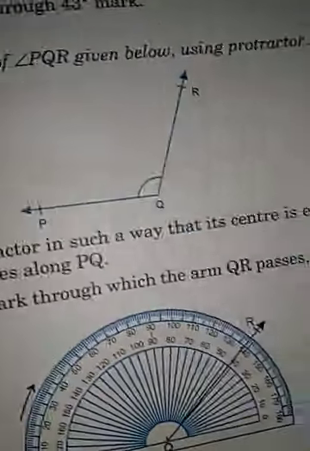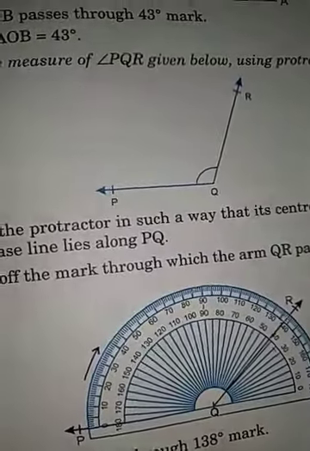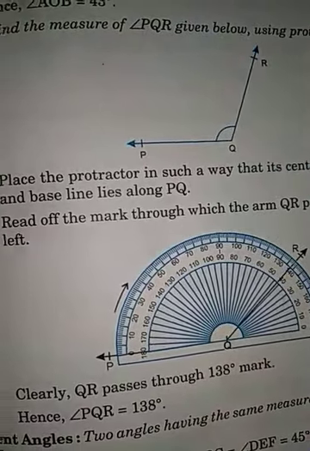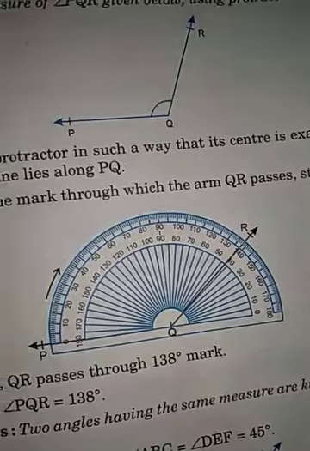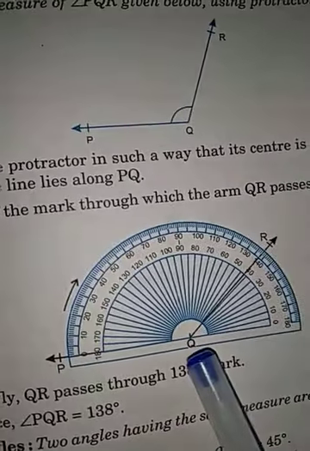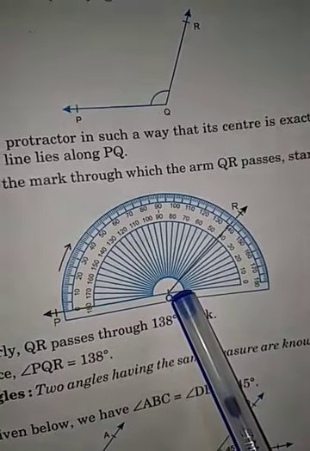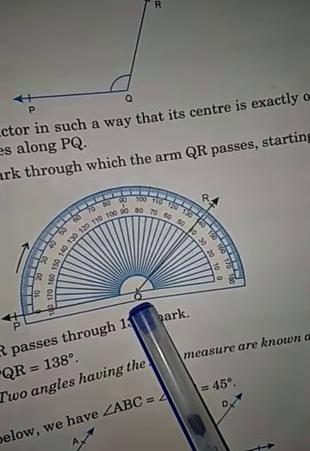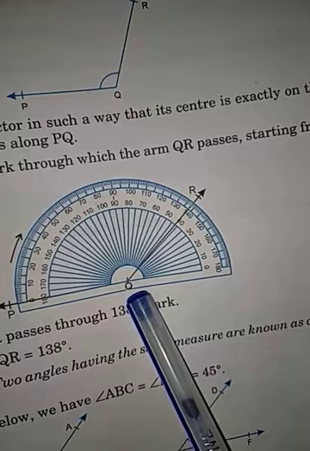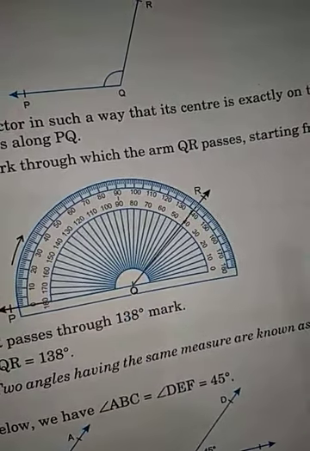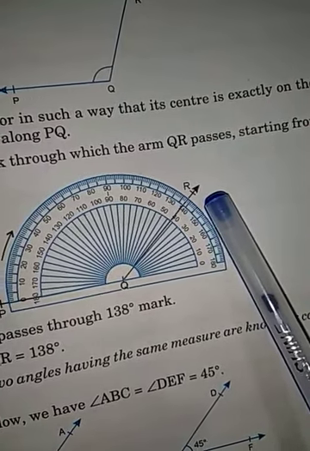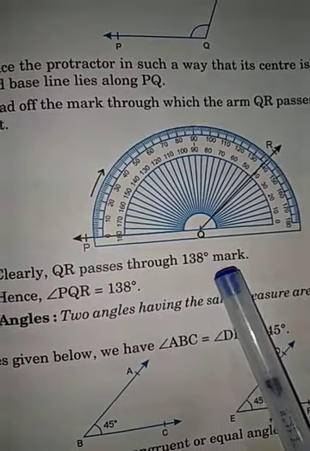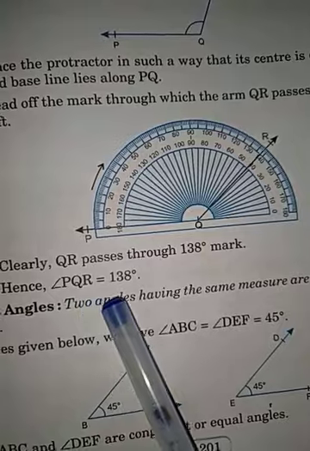That was example 1. Now this is example 2. Place the protractor exactly on the vertex Q and the baseline lies along PQ. PQ lies along the baseline and the center of the protractor lies exactly on the vertex Q of the angle PQR. Now read off the mark through which the arm QR passes, starting from 0 degrees on the left. It is clear that it passes through the 138 degree mark. Hence, angle PQR is equal to 138 degrees.